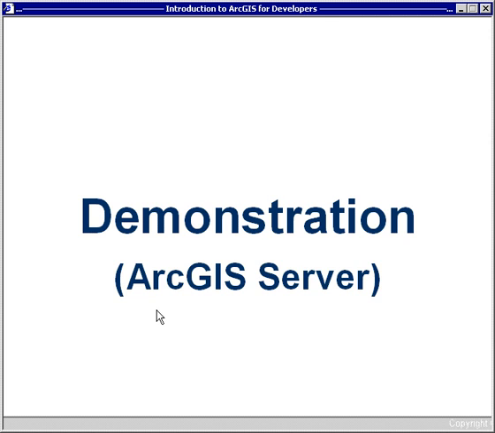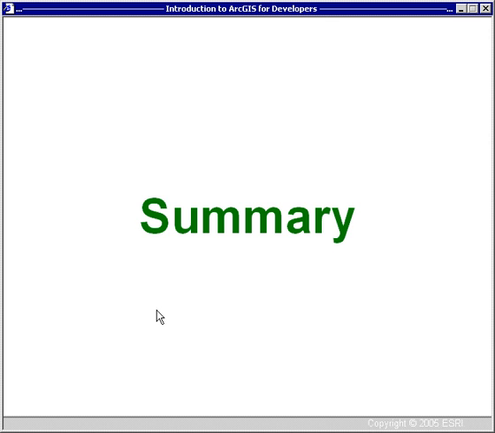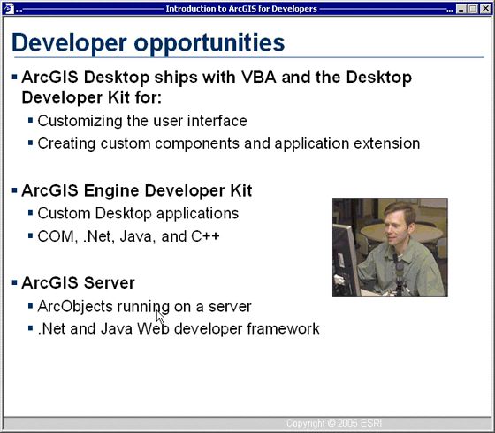So if we go back to the slides, as a brief summary before we wrap up this presentation, we've talked about ArcGIS Desktop, in which VBA is included. It's a great way to customize the user interface and to improve productivity of using the ArcGIS applications. You can also create custom components using Visual Studio. ArcGIS Engine is purely for developers to create their own custom desktop application with not just COM or .NET, but now Java and C++ for cross-platform solutions. Then ArcGIS Server is now taking those same set of ArcObjects, making them available on the server, and accessing them with a web application with .NET or with Java.